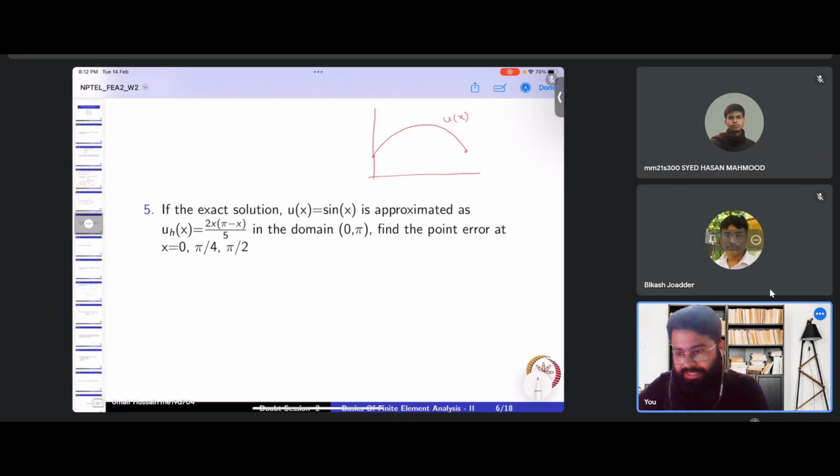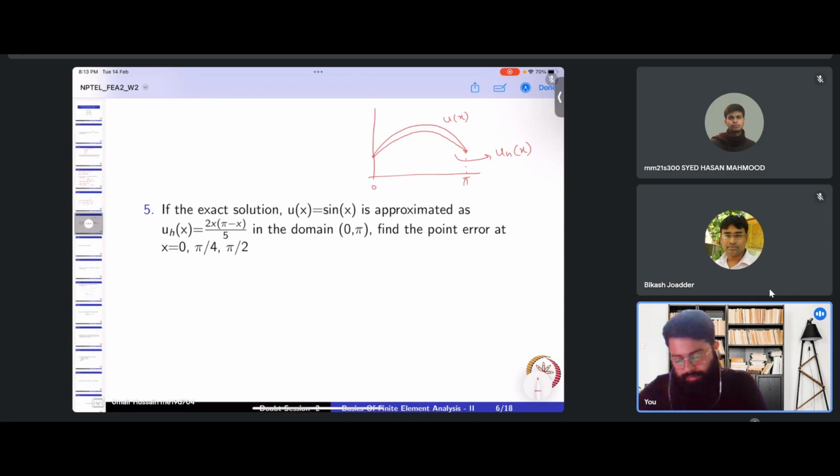Okay, thank you. So, we have an exact solution here as u(x) equals sine x, which we are trying to approximate using some function. Say here is this 2. I'm sorry, it's not a linear function, it's a parabola. Suppose we have something like that. I'm not sure what it looks like. And we are defining it in the domain 0 to pi.